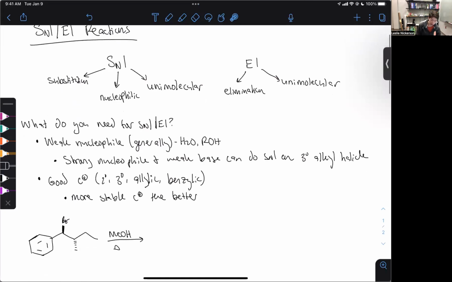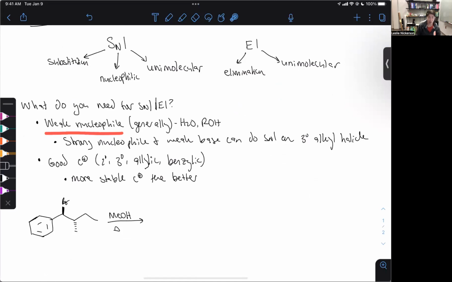All right. So what do you need for SN1 and E1? You're generally going to be working with weak nucleophiles. So a lot of alcohol, a lot of water. Those are going to be the ones that we use the most. You can use strong nucleophiles and weak bases, so that's things like your sodium cyanide, any of your halides, your acetates, any of those that are a good nucleophile. They've got nice localized electron density, but they are a really stable conjugate base and therefore a weak base. They can do SN1 on tertiary alkyl halides. You're still not going to see them do elimination, but you might see some problems in the book that use those nucleophiles on a tertiary alkyl halide.